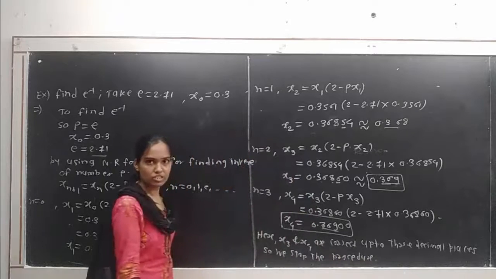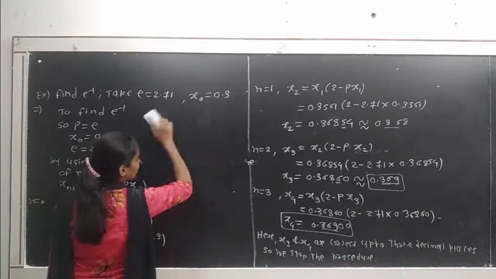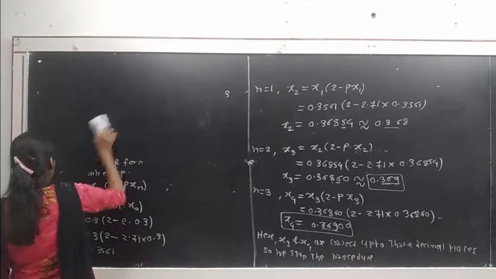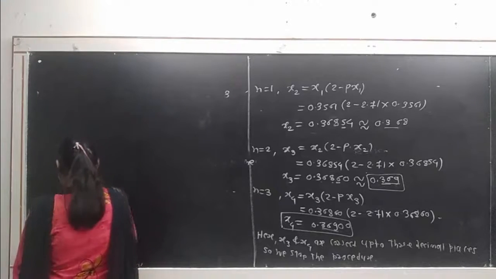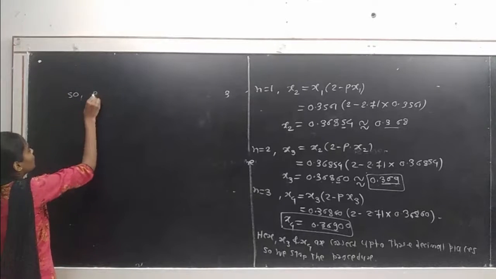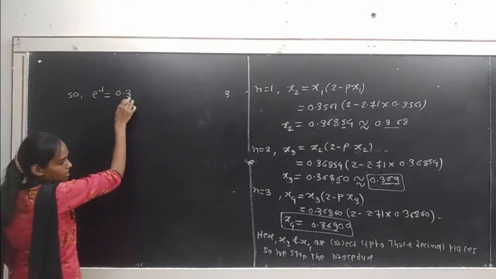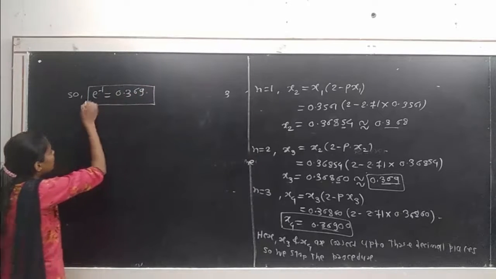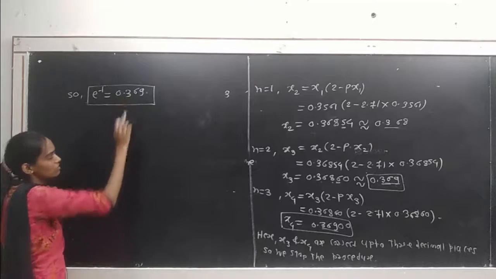So we stop the procedure and we consider x4, that is 0.369, which will be the inverse of the given number e. So e inverse is equal to 0.369, that is, the approximate inverse of number e by using the NR method is 0.369.